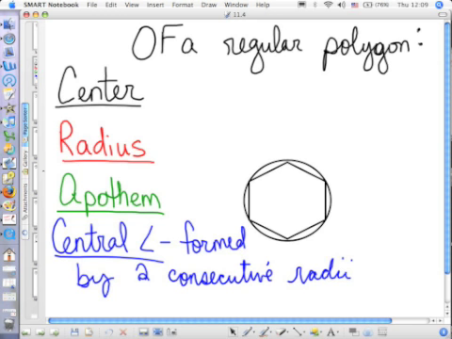Because of that, that helps us to recognize a couple of the things that we have up here. The first thing is the center, because the center of any regular polygon is the center of the circle that is circumscribed around it. So in this specific hexagon, the center would be approximately right there. Now I'm just eyeballing it, so it's pretty close.